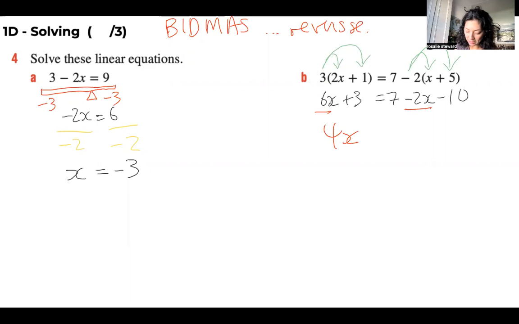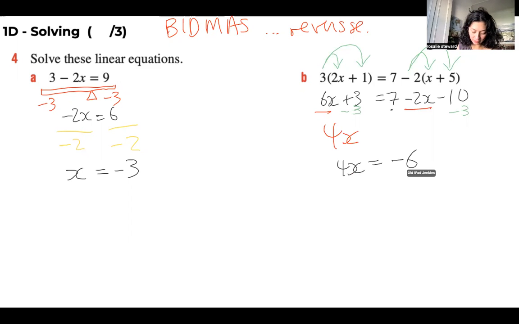So now I'm going to gather up my other terms. So I'm going to get rid of this 3 by minusing it from both sides, minusing it from that side here. Okay, so on the left-hand side, I have 4x. Then I've got 7 minus 10 minus 3. 7 minus 10 is minus 3, minus another 3 is minus 6.